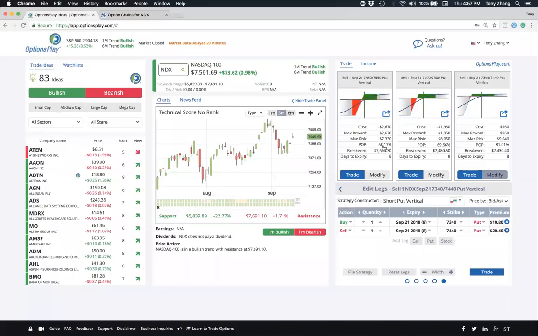As you can see, the probability of profits increases. The near the money has about a 58% probability of profit. The one in the middle has about a 70% probability of profit, and the one on the right here has an 81% probability of profit.